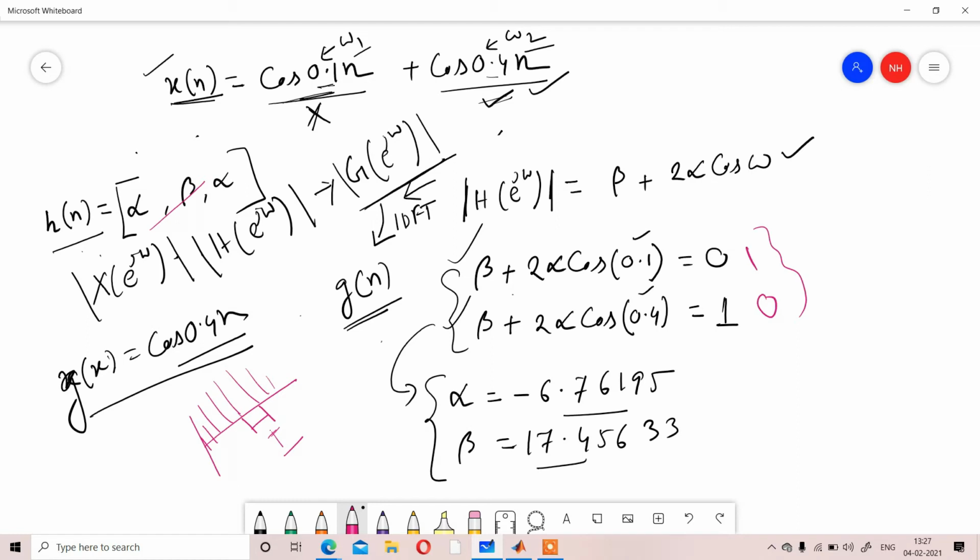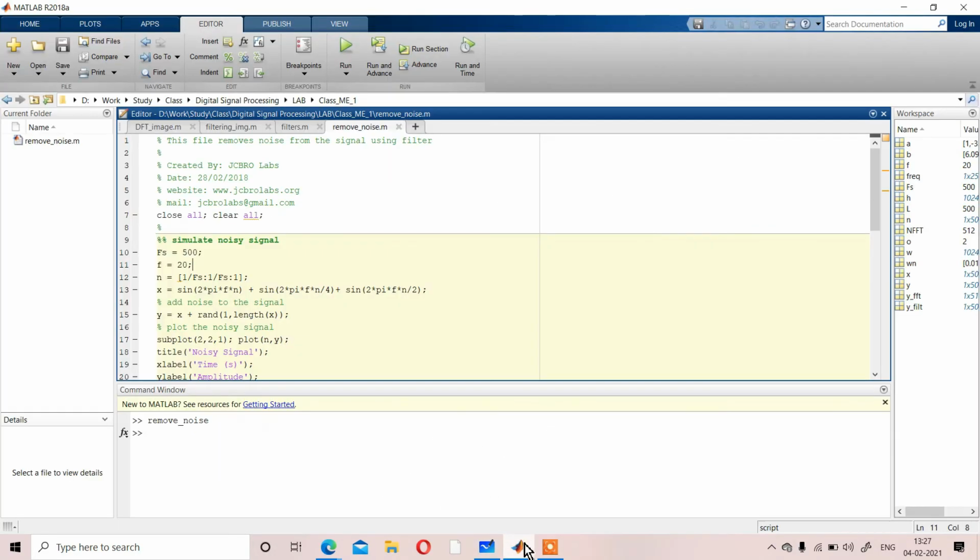That is the reason you need to choose the sampling frequency. Fs is equal to 1 by Ts. Okay, so that is the sampling frequency you have chosen. And if we define the signal frequency, x equals sine 2 pi fn, that is the signal frequency f, so that is defined as 20.